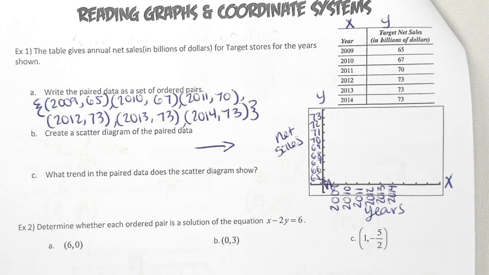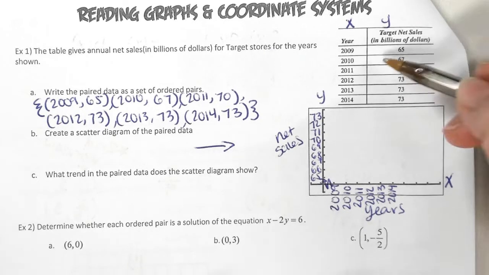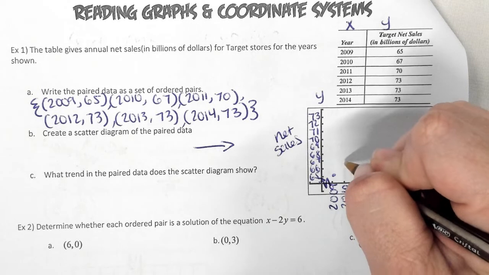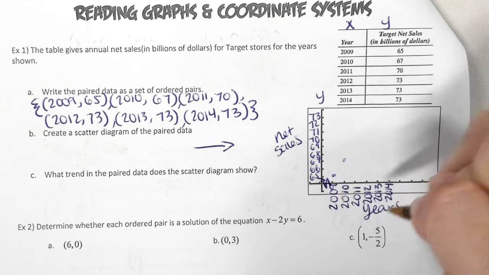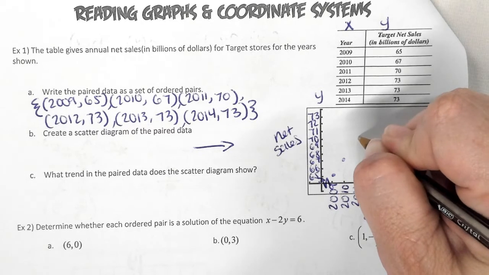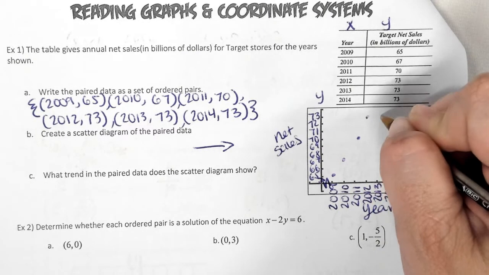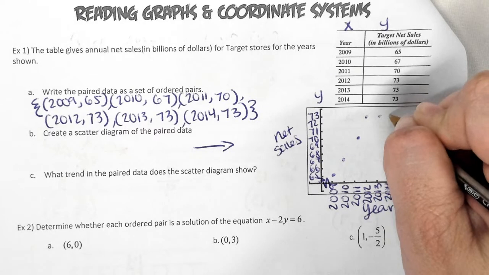And now we just plot our points. So that was the hardest part, in my opinion. Once you have that part done, plotting your points is super simple. So 2009 was 65. 2010 was 67. 2011 was 70. 2012 was 73. 2013 was 73. And 2014 was 73.